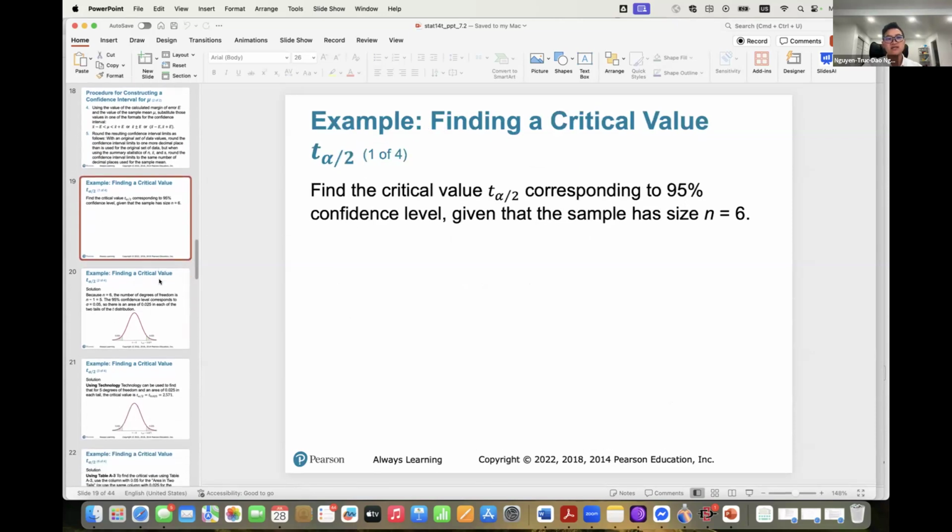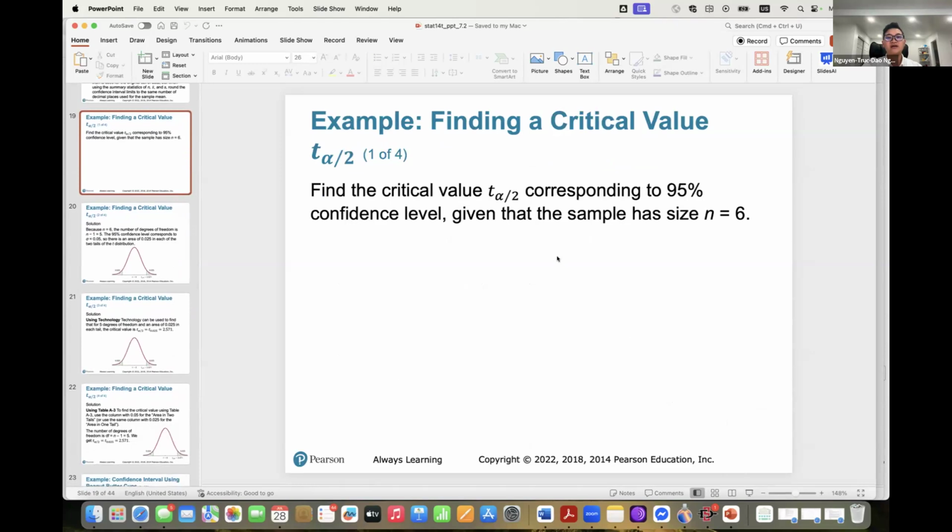Now let's consider an example together. Finding a critical value t alpha over 2. Okay, so let's find a critical value in this case.